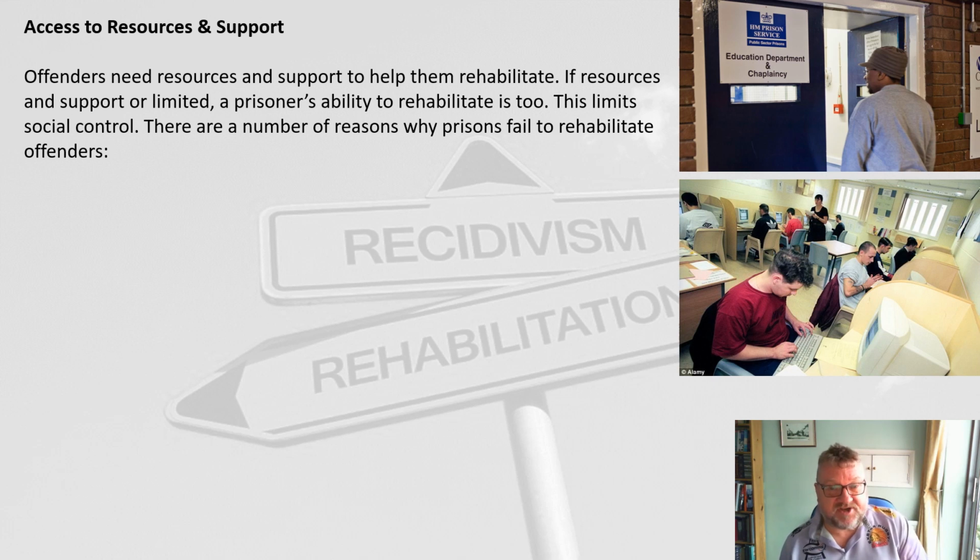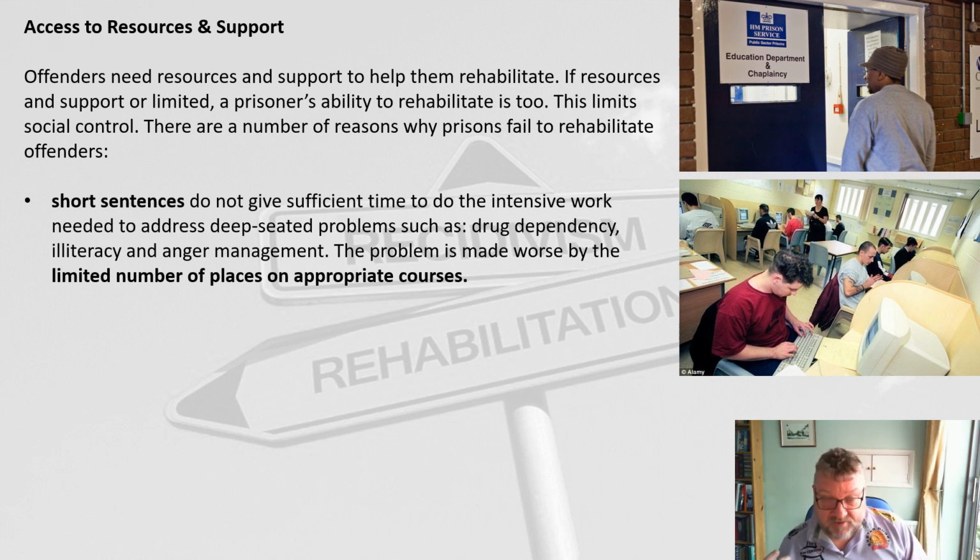Now, if we take prisons, there are a number of reasons why prisons fail to rehabilitate offenders. For instance, we've already looked at short sentences. They've got a really poor recidivism rate. Why? Well, it could be they don't give sufficient time to do the intensive work needed to address those deep-seated problems such as drug dependency, illiteracy, anger management.